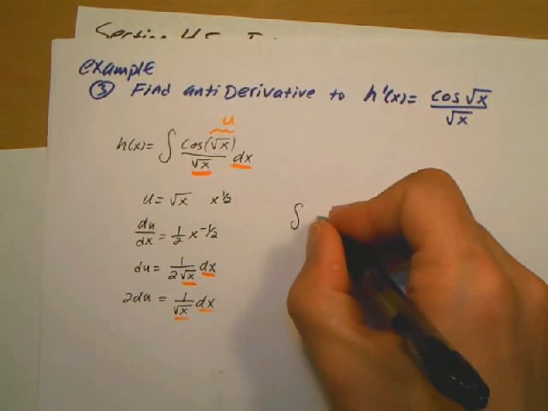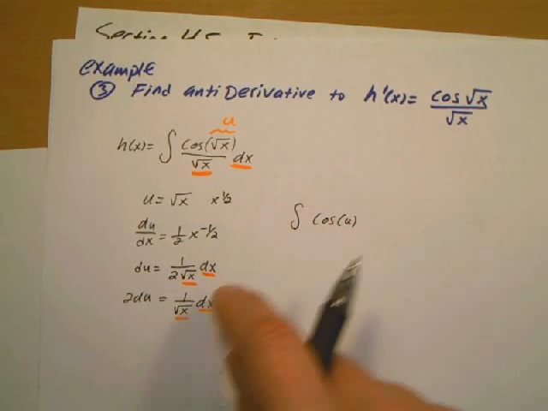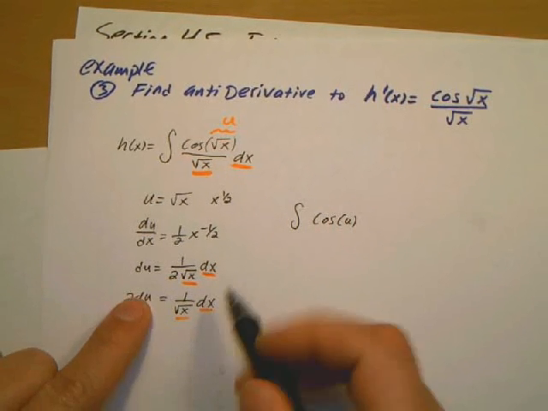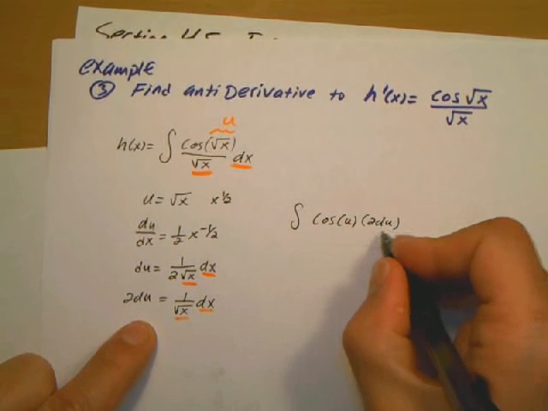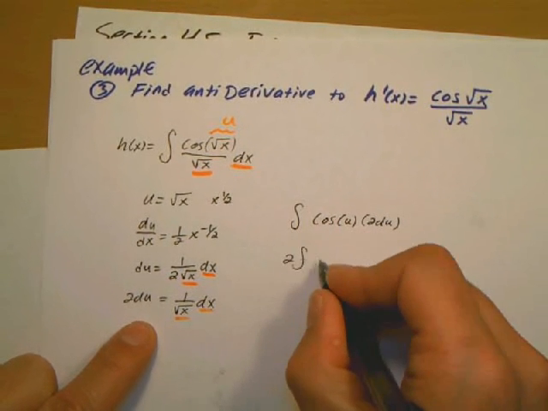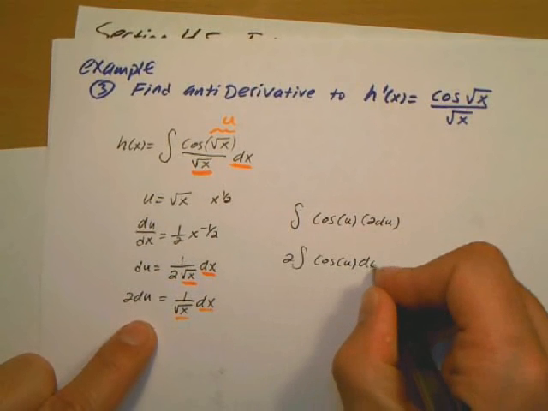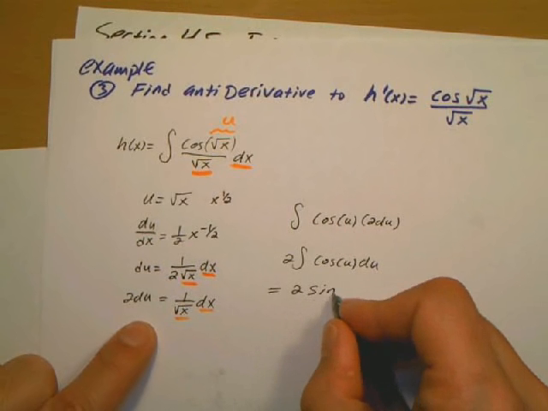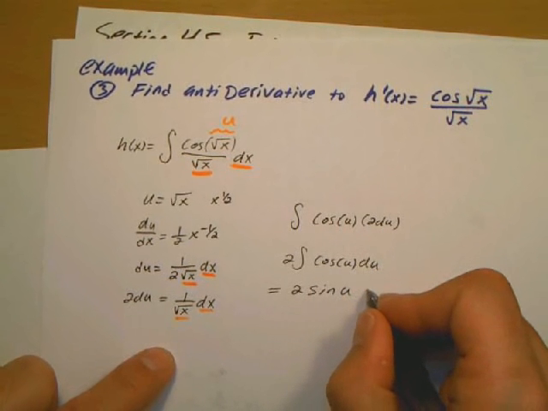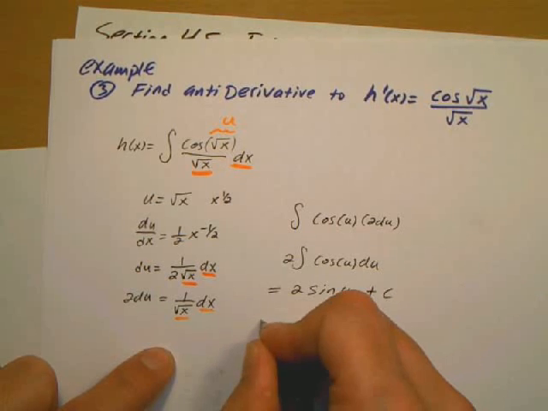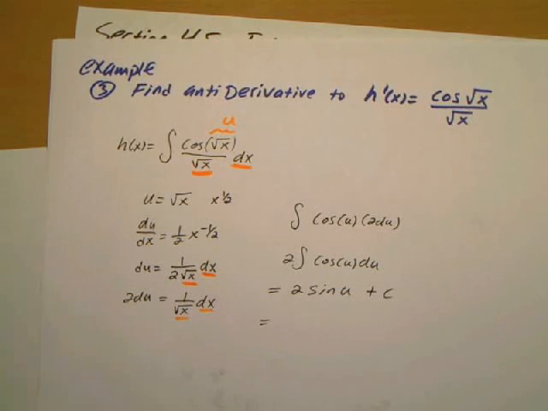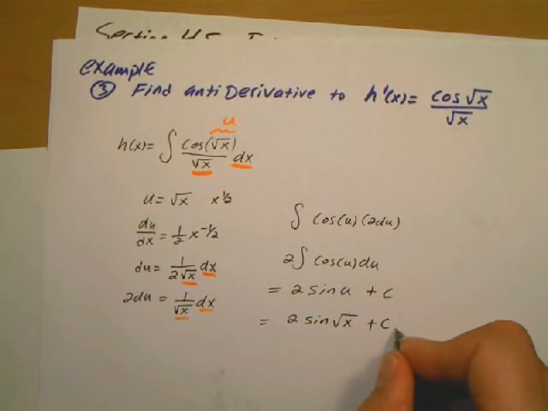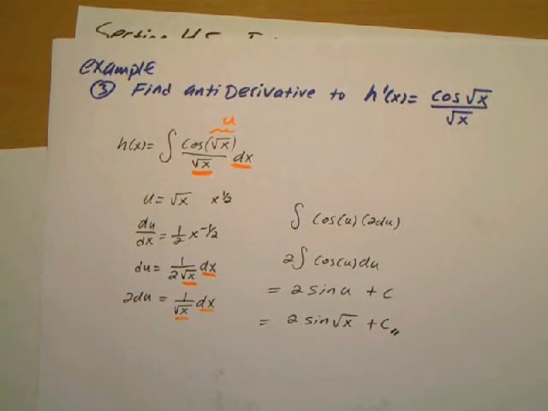So my integral turns out to be cosine of u, with square root of x in the denominator and dx getting replaced with 2 du. The constant factors out. So I have 2 times the integral of cosine of u du. And then from there it's going to be 2 times the antiderivative of cosine, which we've done 3 times now, which is sine of u. It's indefinite, so it's going to be a plus c. And then go back to initially what u was equal to. So it's 2 sine of square root of x plus c. And that's it.